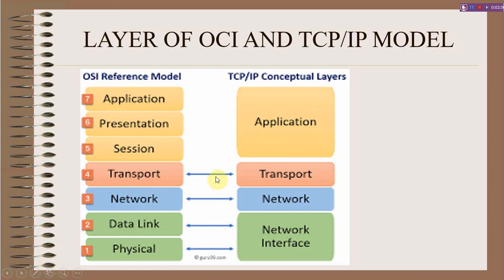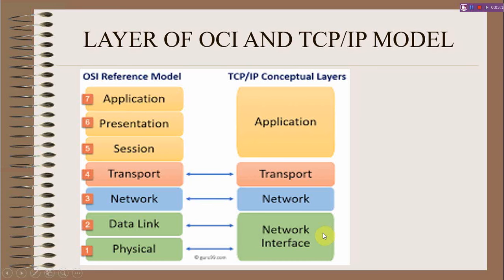Then the transport layer is the same as the transport layer. The network layer is also in TCP/IP, and it is also known as the internet layer. And the data link layer and physical layer are combined into the network interface layer or network access layer. So this is the 4-layer architecture of the TCP/IP model.